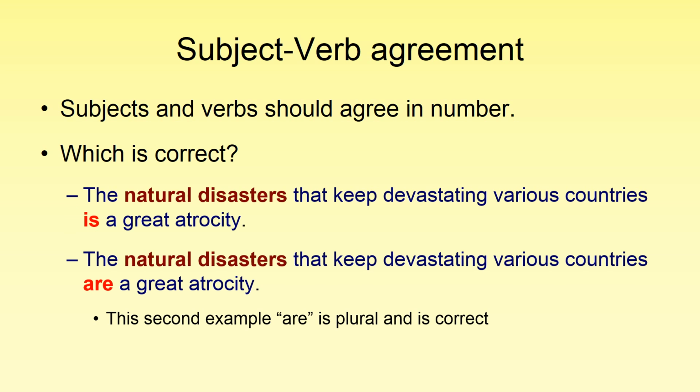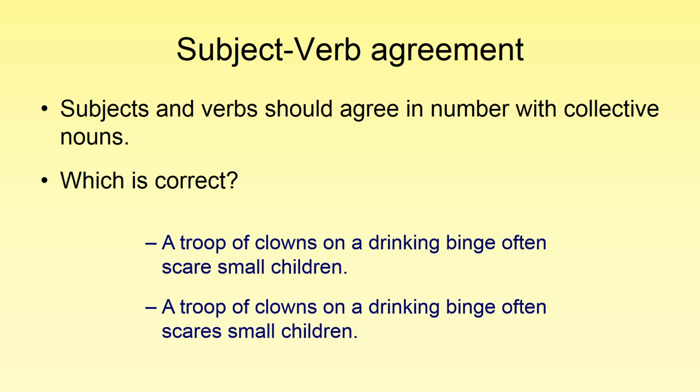I have the linking verbs here highlighted for you, and of course the subjects, these nouns. So natural disasters, hopefully you can recognize that as being plural, and the correct verb is are because it is plural as well. Collective nouns can cause some confusion with subject-verb agreement.